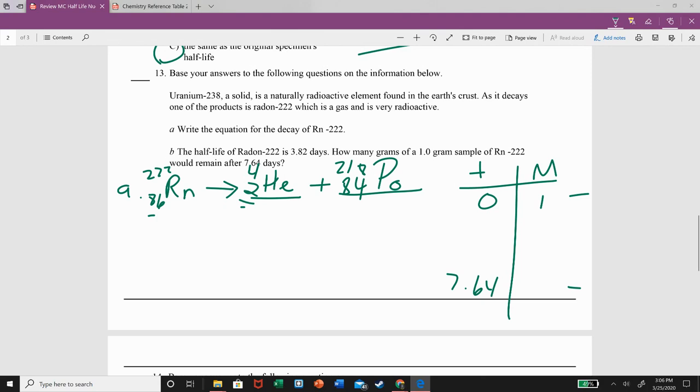7.64. So now the half-life from 0 to 3.82 days is 1 half-life. So then 1 becomes a half, right? So 1 gram becomes 0.5 grams. So then I add another 3.82, and that brings me to my 7.64. And then my half becomes 0.25 because I divided that in half. So then 0.25 grams is my final answer.